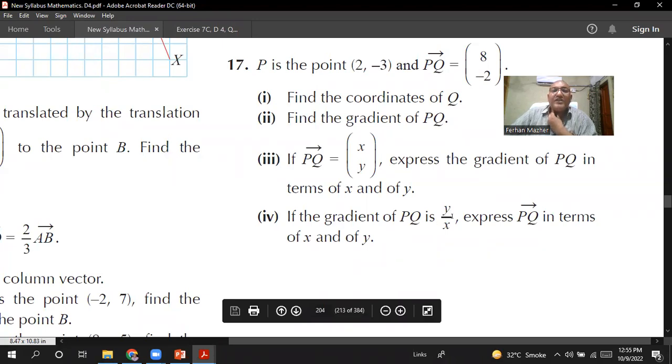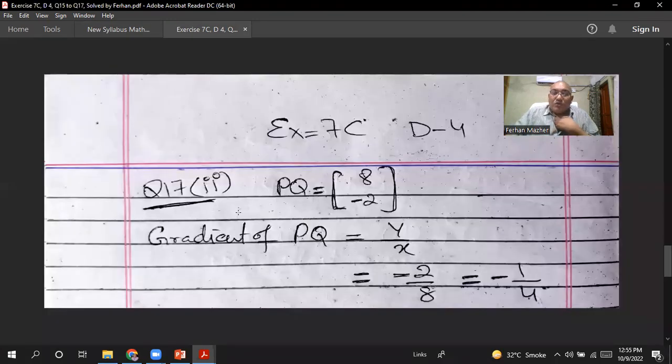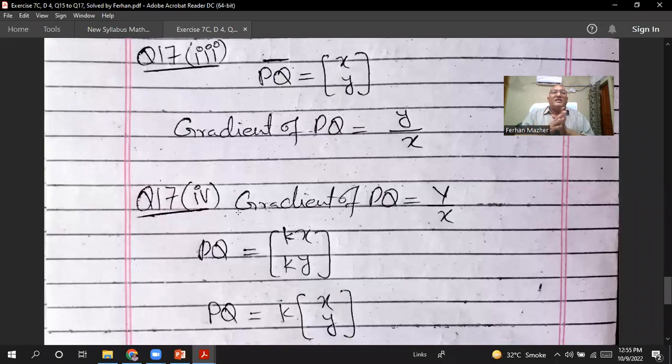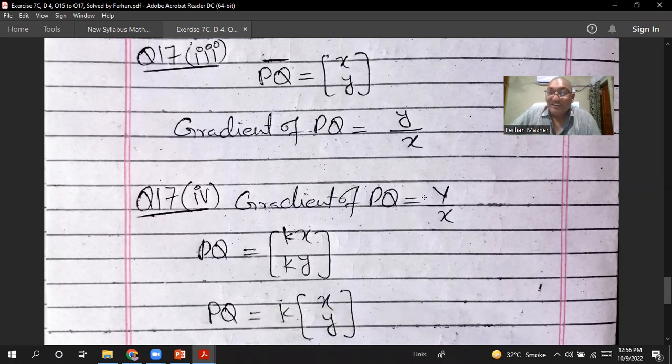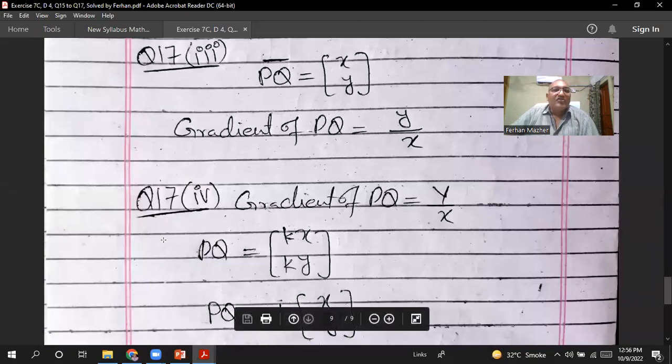Then they say, if the gradient of PQ is y by x, express the PQ in terms of x and y. If the gradient of the PQ is y by x, then what will be the PQ? The x will be written here, y will be written here, because it's possible that a certain number has been cancelled when you wrote it as a fraction. So let me say that is k, so it will be kx, ky. So the PQ will be, you can take the k common, and this is how you will find this.